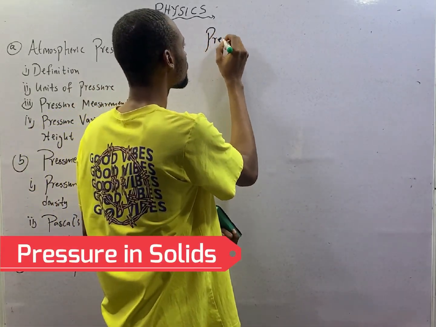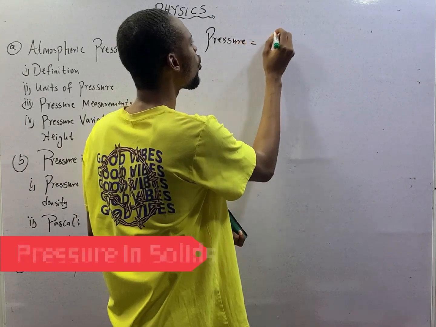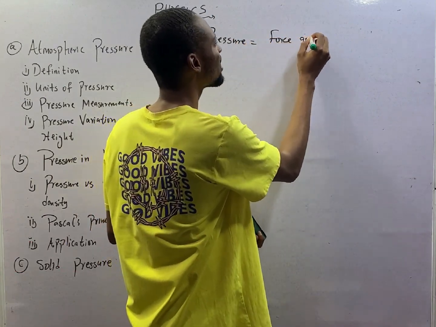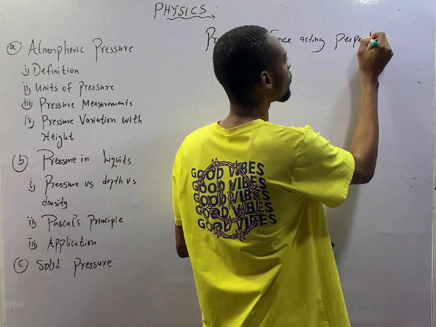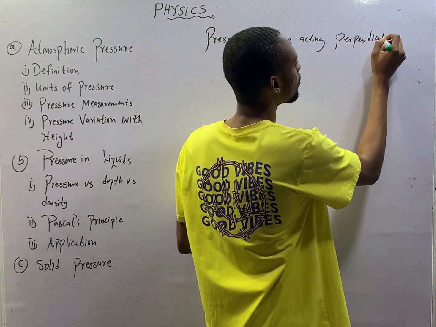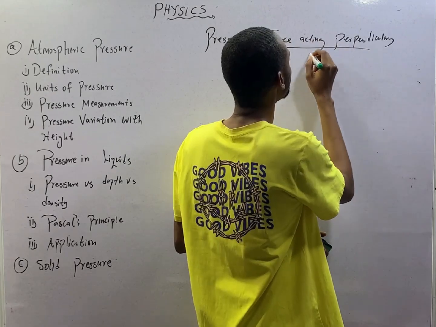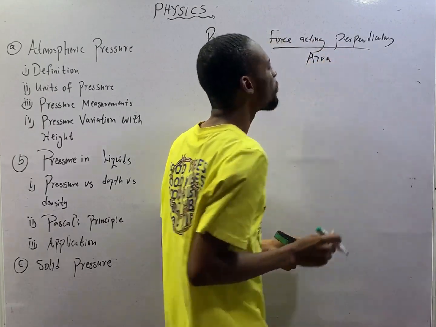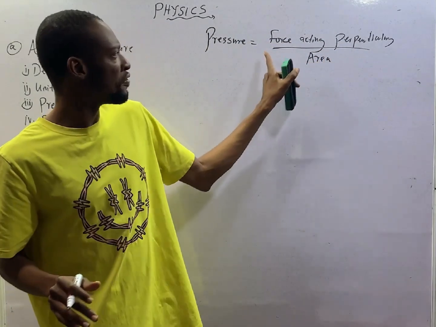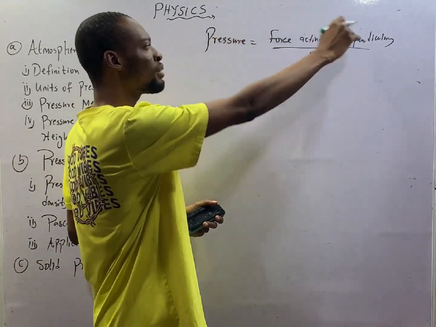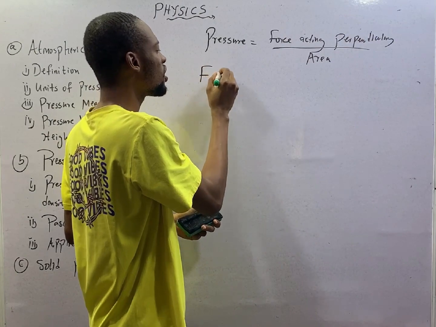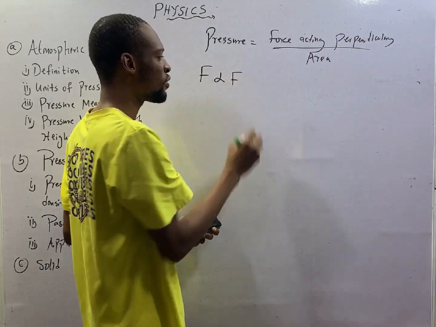Pressure is force per unit area. Pressure equals force acting perpendicularly over area. So pressure is force over area. From this, you can see that pressure is directly proportional to force. Pressure varies directly as force.